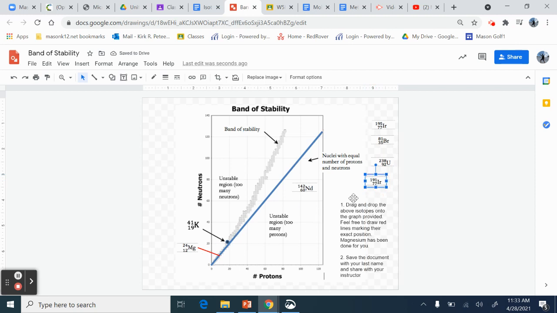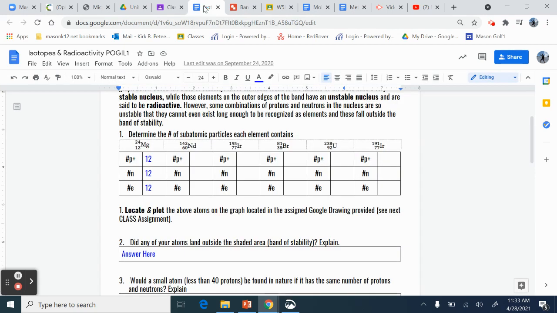So go ahead and get those positioned on the graph. Some of them may be on the band of stability where they're stable and they're not going to really decay. And then others would be unstable. So it's good just to know where they would fall. So that's that document there. And then there's a corresponding document that goes with it.